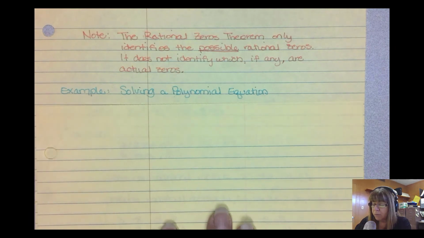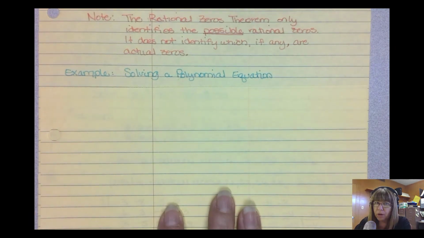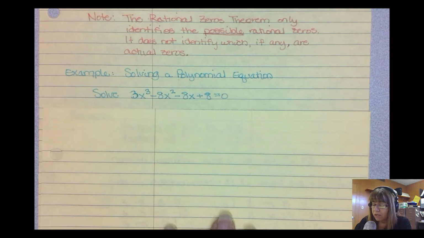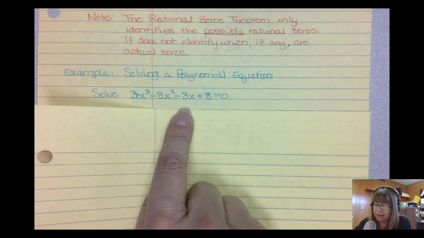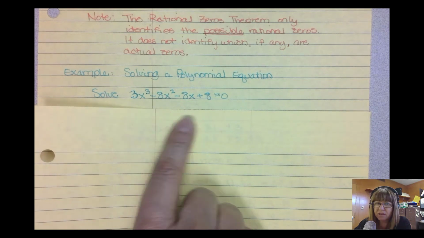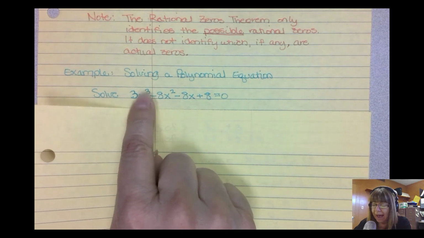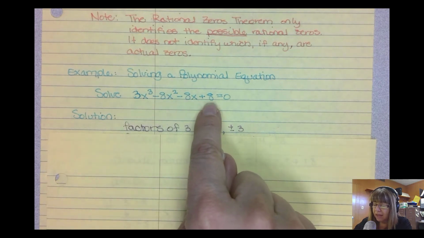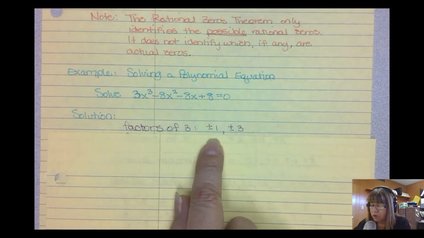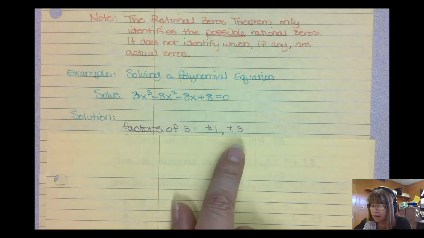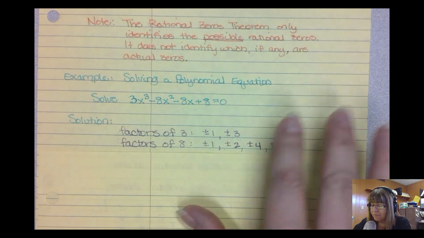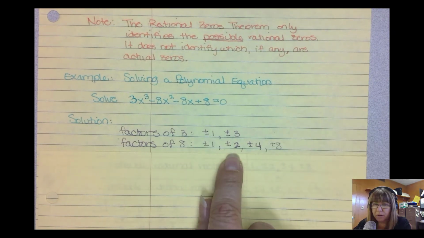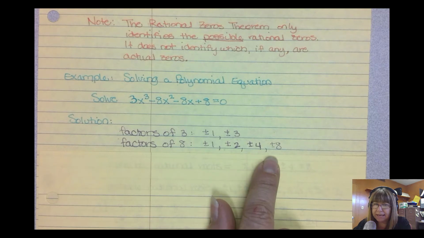So let's solve a polynomial equation, and we'll utilize what we know about the rational zero theorem. So here is our polynomial, 3x cubed minus 8x squared minus 8x plus 8 equals 0. We want to solve this. We know we're looking for at most 3 rational zeros. So here we go. Let's take the factors of the leading term and the constant term. So the factors of 3 are plus minus 1 and plus minus 3. The factors of 8 are plus minus 1, plus minus 2, plus minus 4, and plus minus 8.